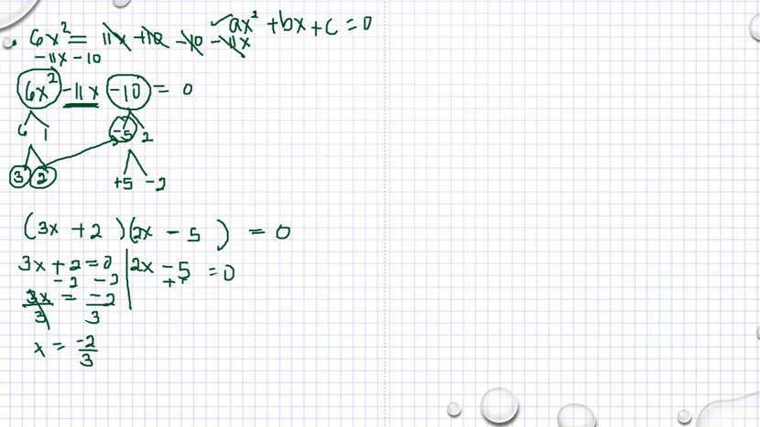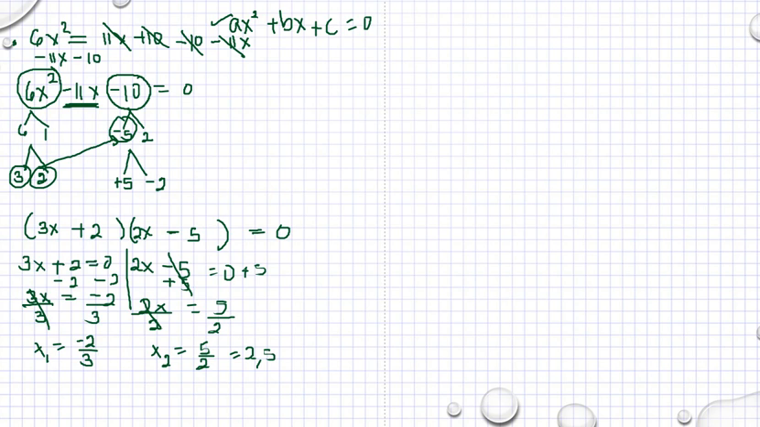If we add 5 to both sides of the equation, then we have 2x is equal to 5. And then divide by 2, divided by 2. Then we have x is equal to 5/2, or 2.5 if you wish to answer it in decimal form. Then this is our x sub 1, this is our x sub 2.